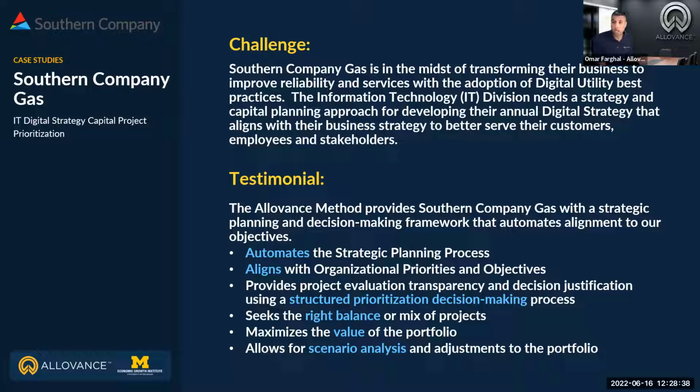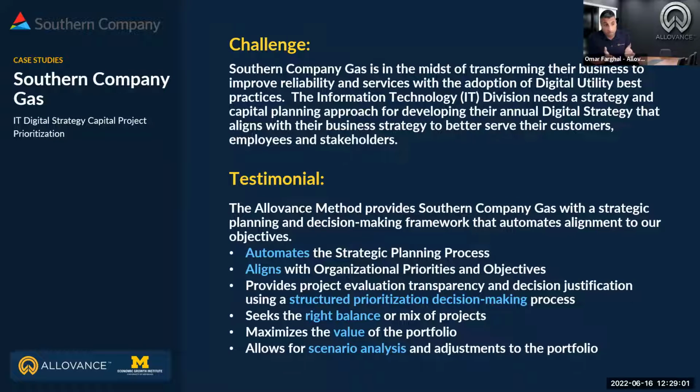Now, Southern Company has been doing this prioritization process manually in the past. They were using Excel files. They were collaborating through email, and it was very difficult for them to pull this information together each year to be able to create a capital plan.